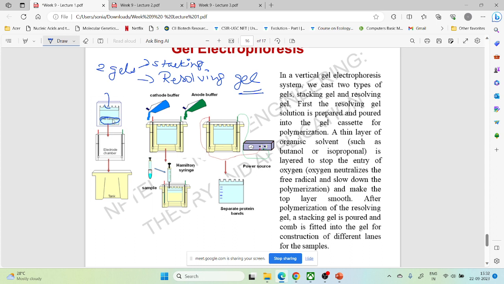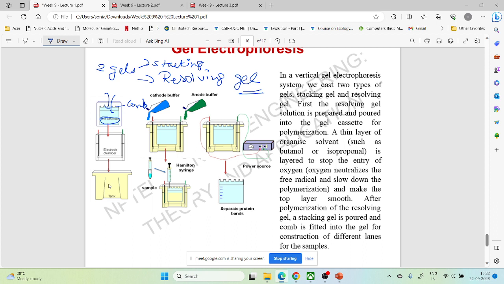You will wait so that this resolving gel gets solidified, and then, depending on what you are adding, you can have a thin layer of any kind of organic solvent, or even a thin layer of water also. It depends from lab to lab, and then you will add your stacking gel onto it, and then you will place the comb. This is the comb, and then you will place your comb.